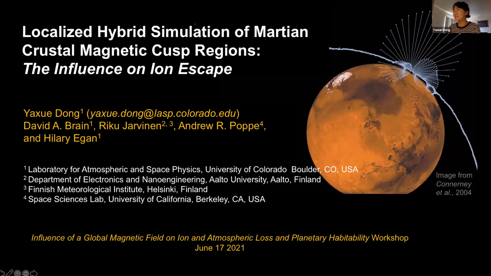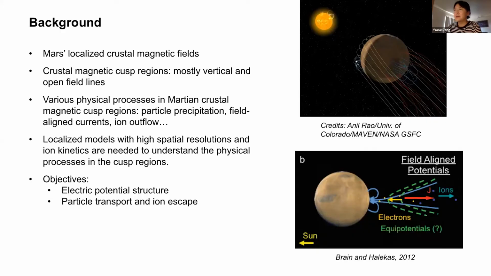So I'm going to present a localized hybrid simulation of Martian crustal magnetic cusp regions and talk about the influence on ion escape. So Mars has these localized crustal magnetic fields which can interact with solar wind and IMF and create a very unique hybrid magnetosphere.